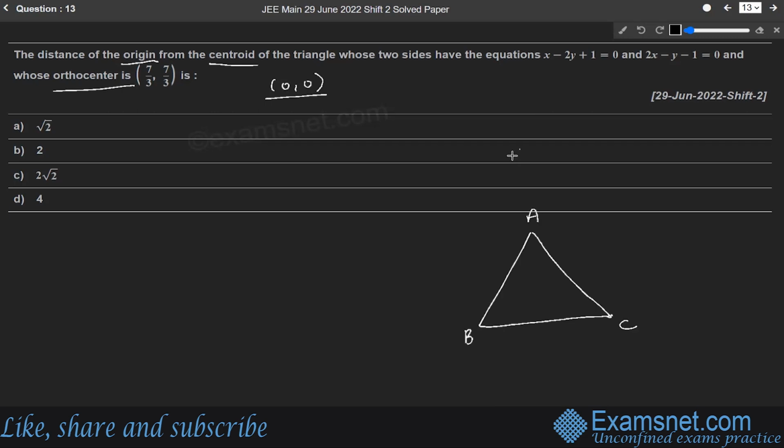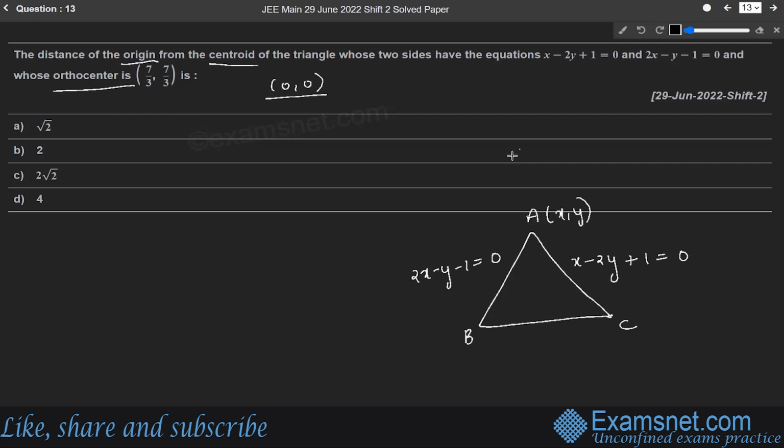We have two equations for two sides of this triangle. So let us write the equations. x minus 2y plus 1 is equal to 0 and 2x minus y minus 1 is equal to 0. We can see that both are the equations for the sides AB and AC and both the lines are intersecting at a point A, right? So firstly, let us find the intersection point for both the lines. What is the intersection point? A is the intersection point for both the lines and the coordinates of A will be x comma y. So firstly, let us find the coordinates for A.